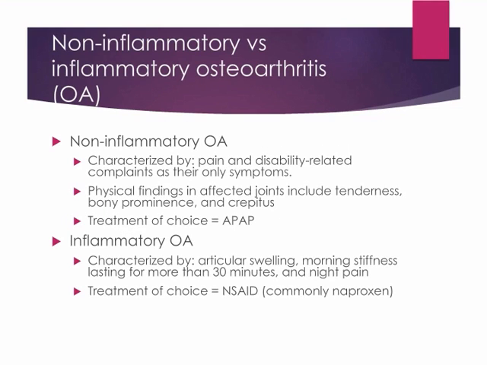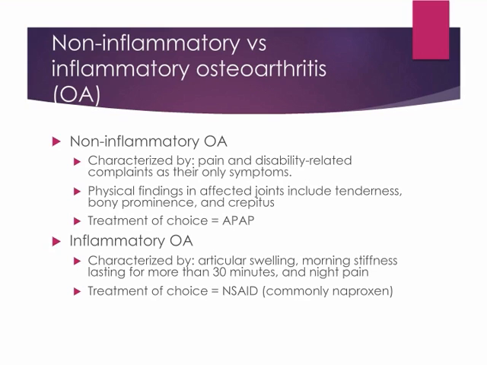I also feel like I will be doing the book a disservice if I don't at least touch on osteoarthritis. So osteoarthritis can be categorized as either non-inflammatory or inflammatory. Non-inflammatory osteoarthritis is characterized by pain and disability-related complaints as the only symptoms. The physical findings would be tenderness of joints, bony prominence on joints, or crepitus, which is the crackling, crinkling, or grating feeling that occurs under the skin of bone rubbing on bone. The treatment of choice of non-inflammatory osteoarthritis is Tylenol. And that makes sense because Tylenol doesn't have any anti-inflammatory action.